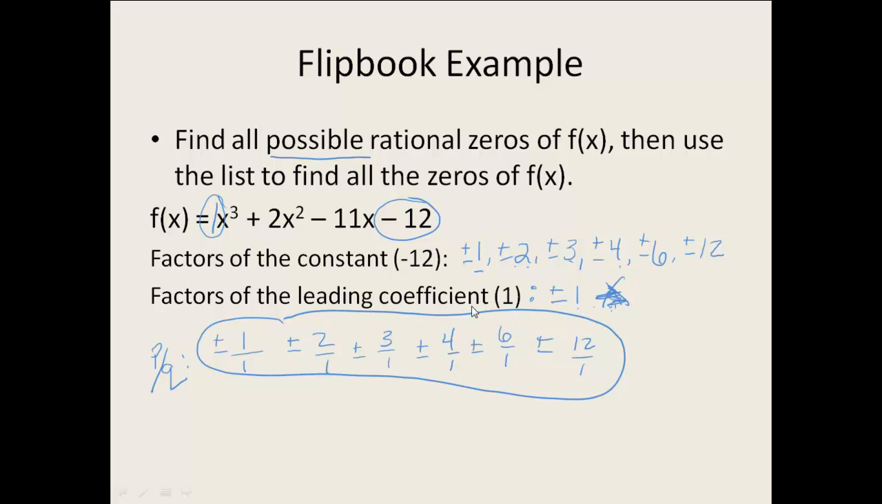The second part says use the list to find all the zeros of f of x. Now we have two different options for finding the zeros. You can use synthetic division, and if you get a remainder of 0 when you do the synthetic division, then you've got one. Or you can do direct substitution, and if you get 0 when you do direct substitution, then you've found one. So on the next slide, I'm going to show you each way how to do this.